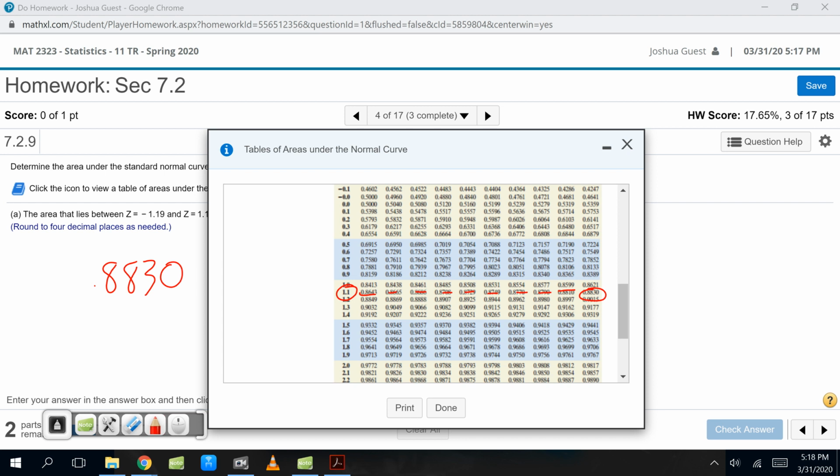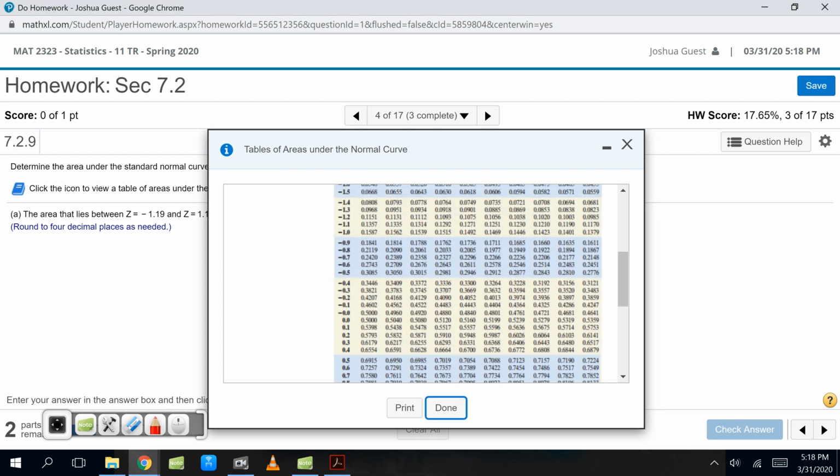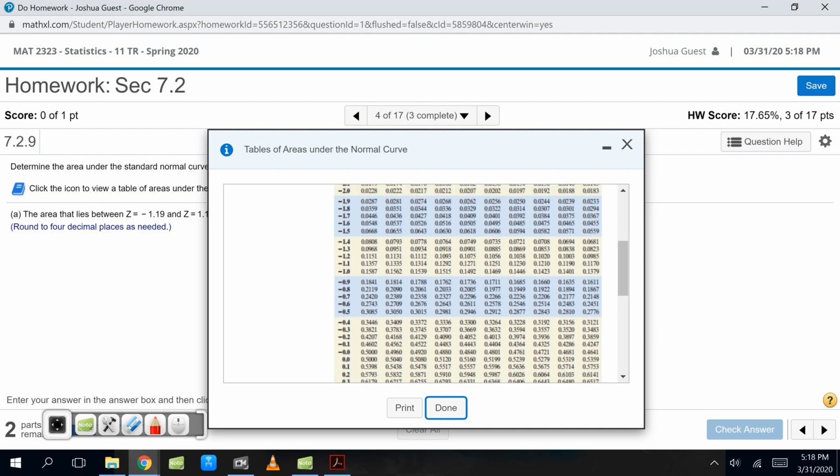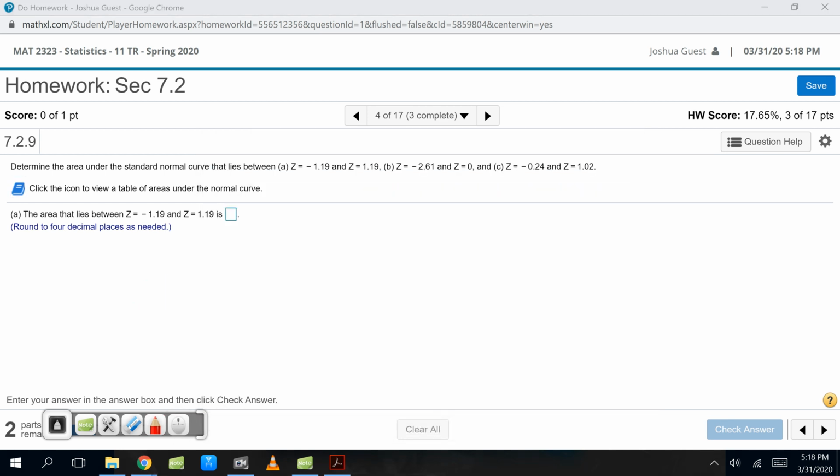0.8830, and then negative 1.19. I'm sorry, yeah, 1.19 is going to be here. 1, 2, 3, 4, 5, 6, 7, 8, 9. This is 9, right? So 1130, 1170, right? So 8830 and 1170. So it was 0.8830 and 0.1170.